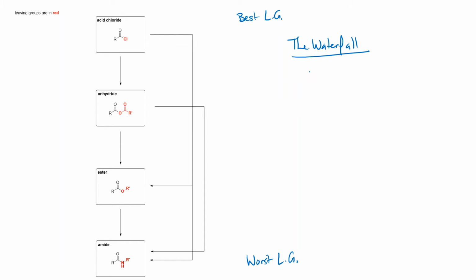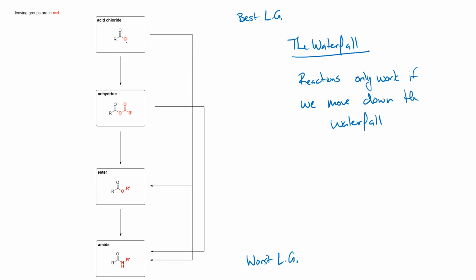Waterfall means that reactions only work if we move down the waterfall, right? So let's talk about that. What does that mean? Let's say that I want to take an acid chloride and convert it into an ester.